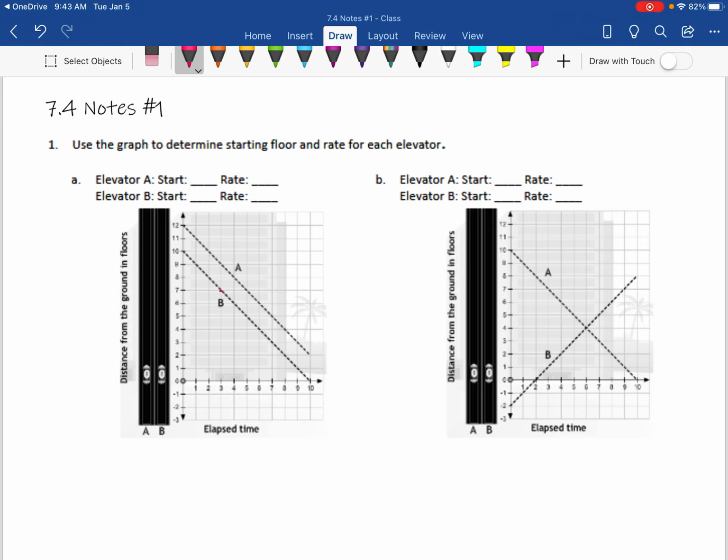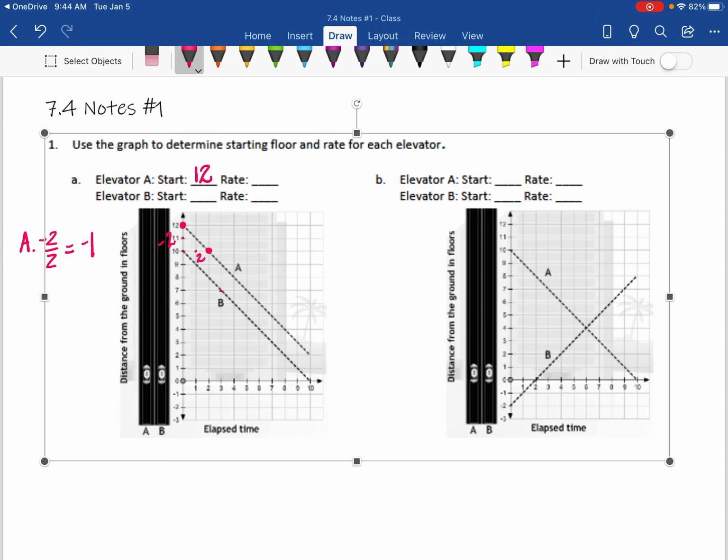So elevator A starts at what floor? Well, we know that the starting location is always on the y-axis. So we know that elevator A starts on the 12th floor. And then I just need to find another point. So I'm going to pick this one right here, which is on the grid line. So I'm going down, I'm falling 2, and I'm running 2.